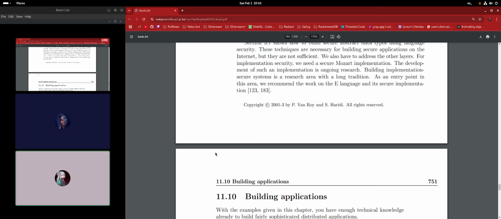I think E is actually older, and it implements object capability security, which is very neat, actually. Okay.